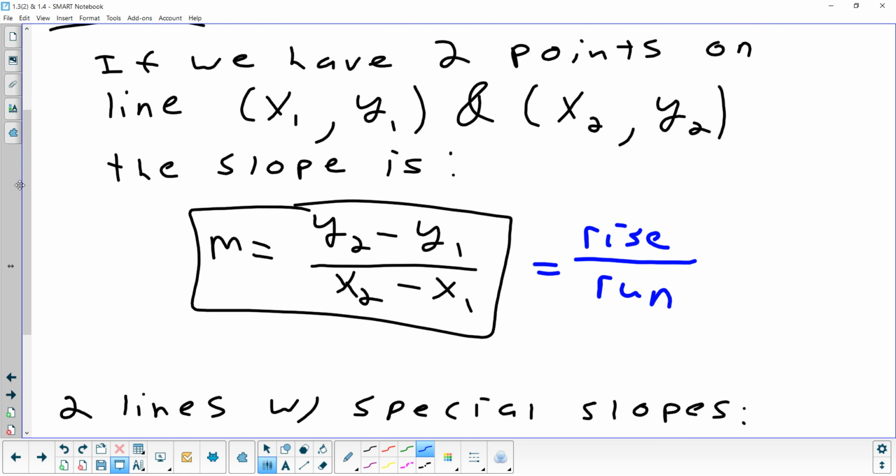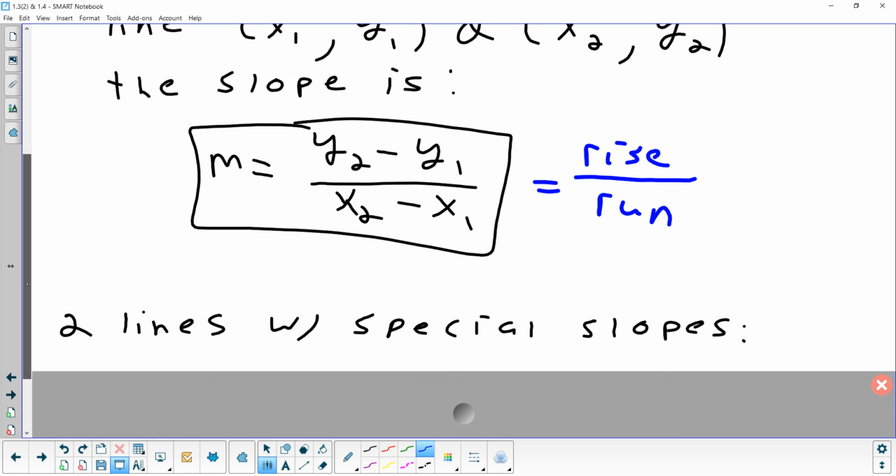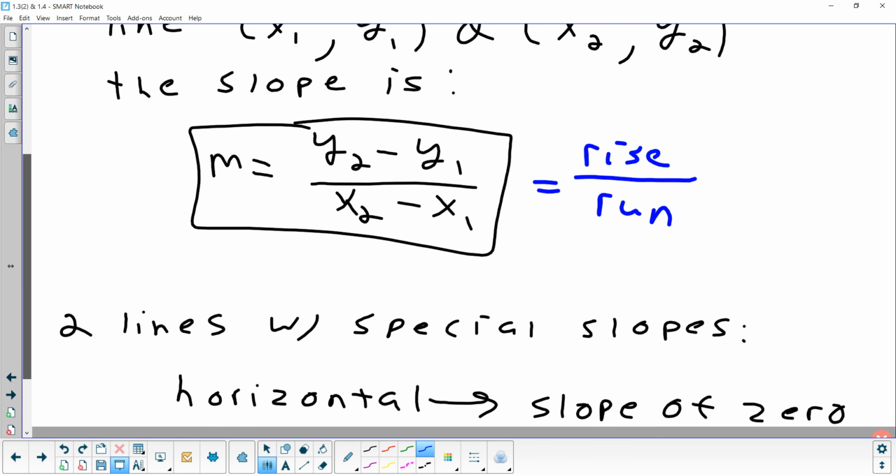Now there are two special cases of slope. There's a line that's perfectly horizontal, and then there's one that's vertical. Does anybody remember the slope of a horizontal line? What is that? Yep, Sarah? 0. It's 0. Horizontal line, again, kind of a special case, has a slope of 0. How about vertical? Yeah? They're like undefined. Undefined.